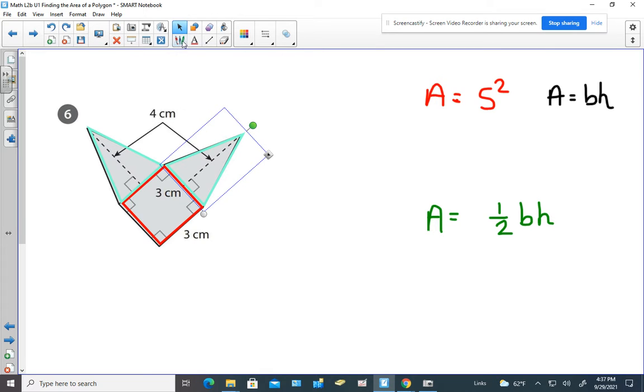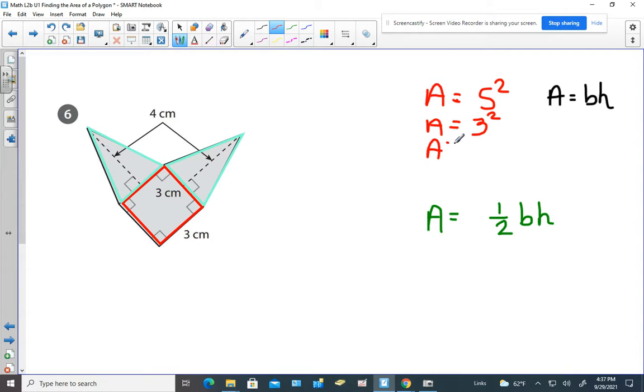Let's start with the square. We can use either of these formulas, but it's probably a good idea to get comfortable with the square formula, which is area equals the side squared. And if we substitute in the values, the side is 3, and if we square that, that's the same thing as doing 3 times 3, which would be 9.